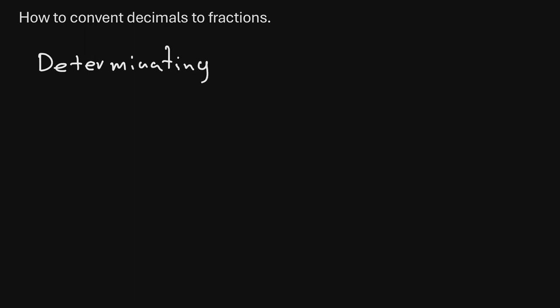decimal number. And a determinating decimal number, for example, we have 0.25, we can have 0.375. So if a number ends after a comma, that is a determinating decimal number. So it ends, it stops.